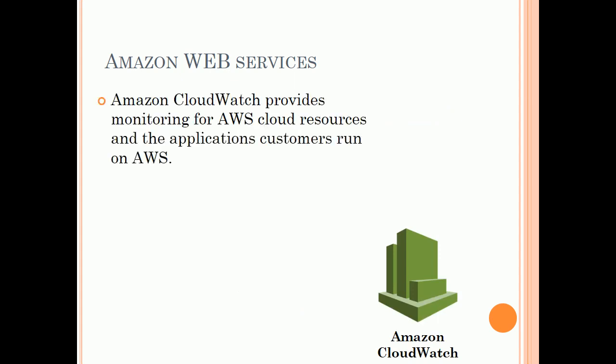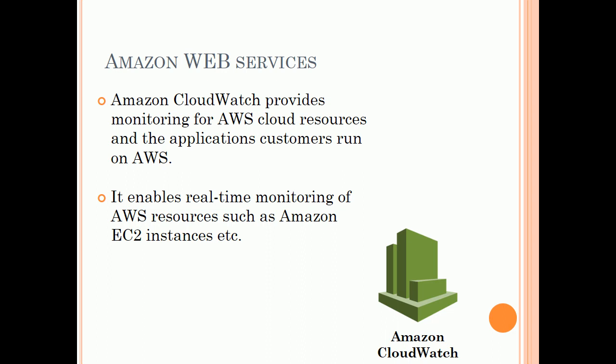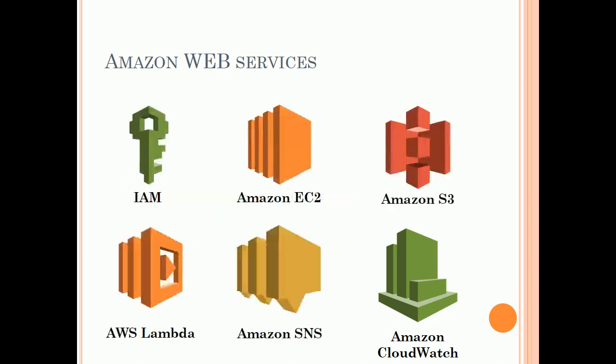Amazon CloudWatch provides monitoring for AWS cloud resources and the applications customers run on AWS. It lets you programmatically retrieve your monitoring data, view graphs, and set alarms to help you troubleshoot, spot trends, and take automated action based on the state of your cloud environment. It enables real-time monitoring of AWS resources such as Amazon EC2 instances and so on. So, these are all the web services which we are going to use in our coming modules.